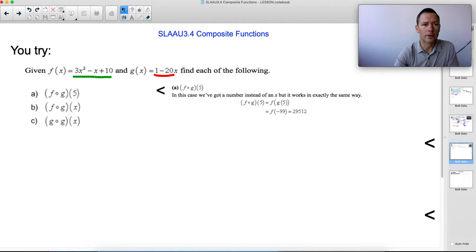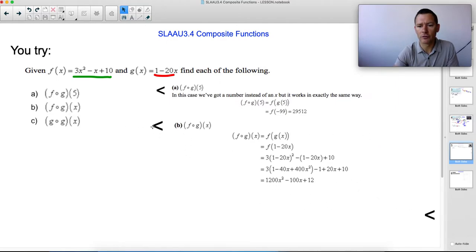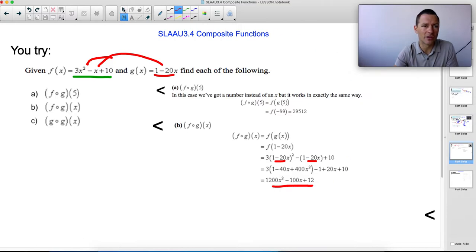F of g of x we want to do without any variables. So we're going to plug g of x into f of x. So I'm putting 1 minus 20 in. I'm putting all of this into the x's here and here. So this red piece goes in place of this x and also that x. And you see it there, and you clean it up. It gets ugly, but you can do it.